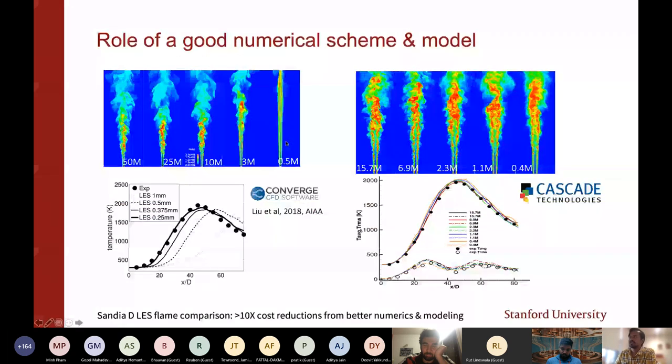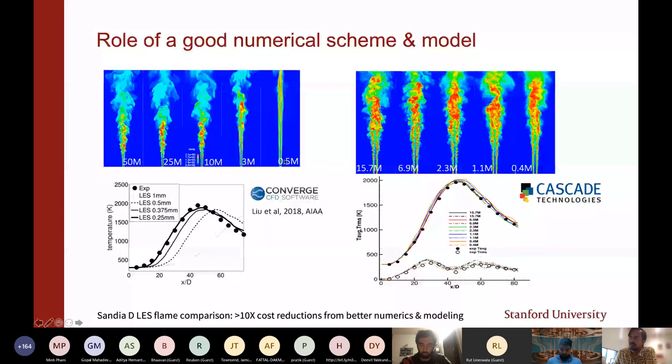So it's not just about throwing in grid points and using a brute-force way to capture all the scales. It's also important to have good numerical schemes and models. Here I'm just showing an example of what a good numerical scheme is. This is the Sandia flame, Flame D, a popular test case. Here we are visualizing the temperature field. On the left is a CFD package called CONVERGE, and on the right is Cascade Technologies, another CFD solver company.